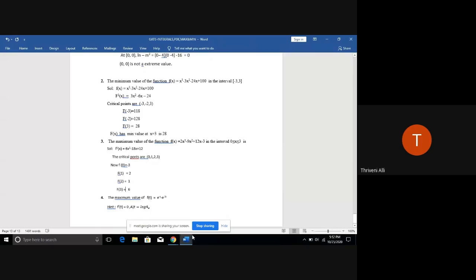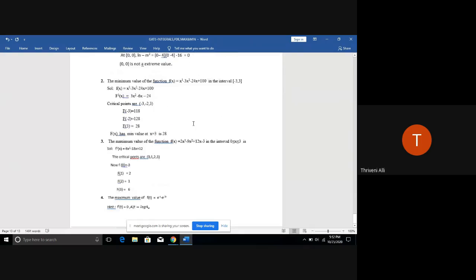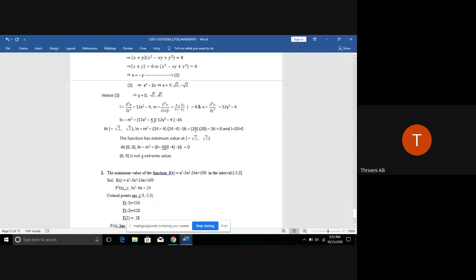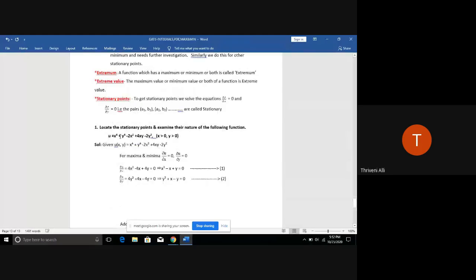So up to this, your maximum or minimum value topic is almost clear. Practice some of these basic problems and basic formulae. First of all, you have to see the question: the given function is in single or two variables. If a function is in single variable, you proceed like this. If the given function is in two variables, your procedure is like this.